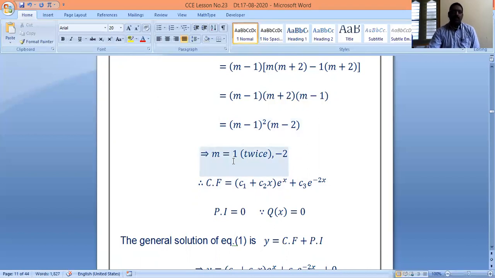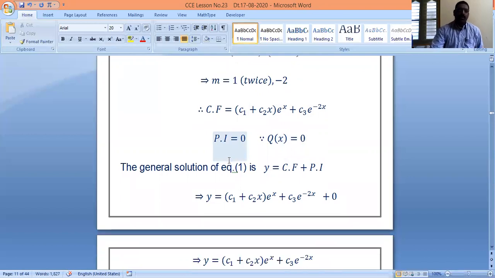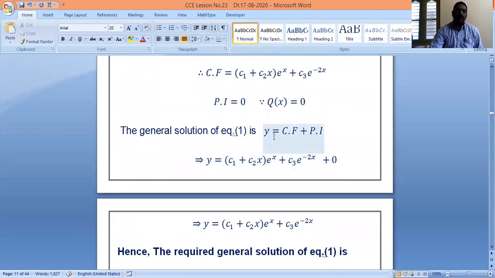Therefore, this CF can be written as (C1 plus C2x) into e power x. This is for root 1, which is twice. Also for minus 2, we can write C3 into e power minus 2x. Since here Q of x is equal to 0, therefore PI is also 0. General solution of equation 1 is y is equal to CF plus PI.